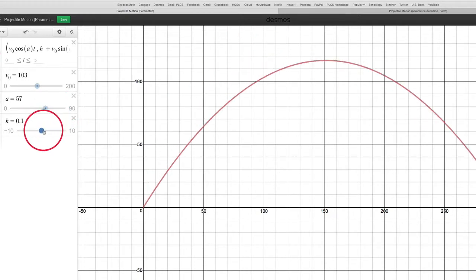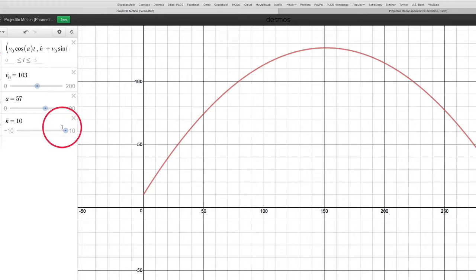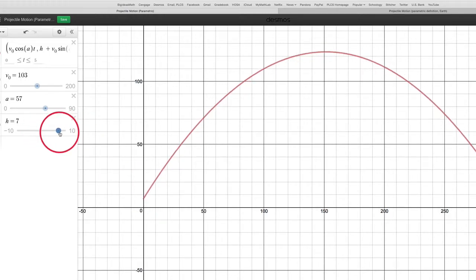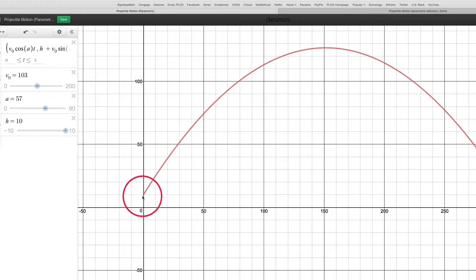And then last but not least, our initial height. What I want to point out is that it's always just our y-intercept when you look at a graph of the situation. But sometimes you shift it up because maybe you fired it from an initial height of 10 feet. So we have to take into account that 10 feet right there.